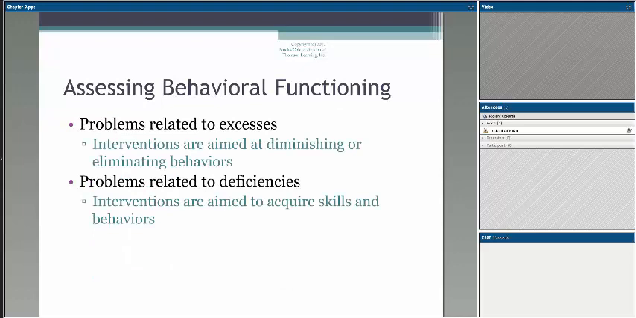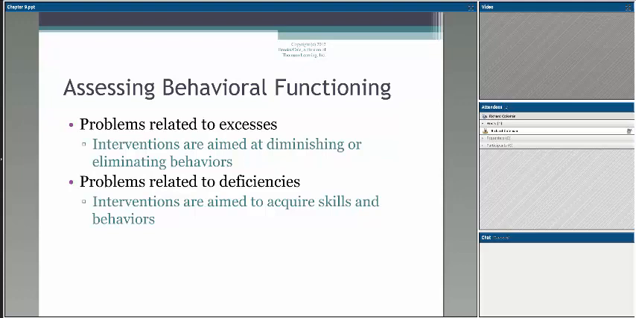Looking at behavioral functioning in terms of problems that are related to excess, and then problems that are related to deficiency. So making sure that these interventions are aimed at diminishing or eliminating these behaviors. So if I've got a person that is continually overreacting or reacting excessively to a fairly minor issue, then we might want to look at how we come up with interventions that actually bring that back into a much more appropriate form of display, as well as problems related to deficiencies.